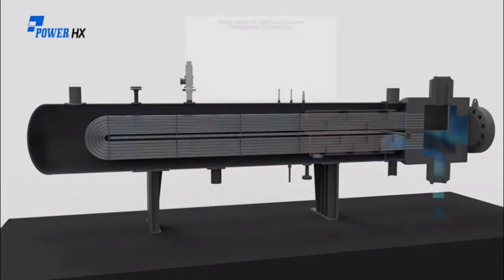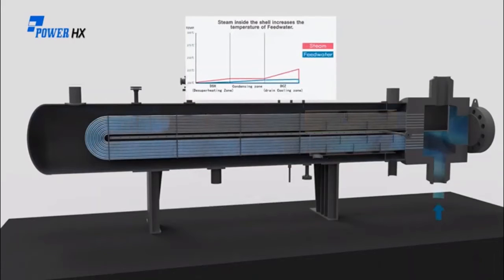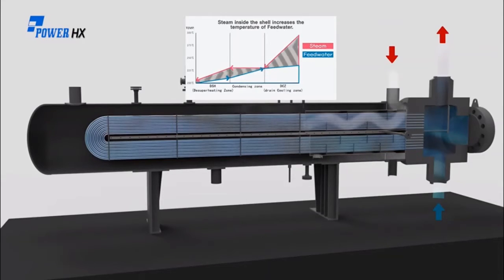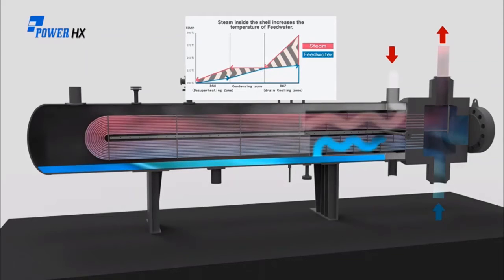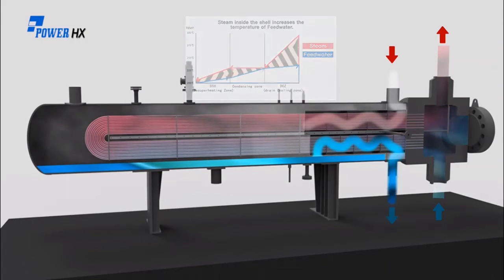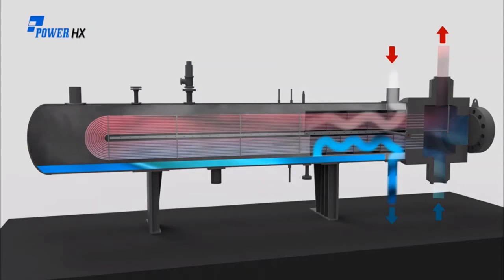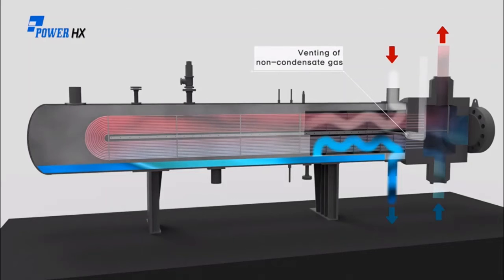First, feedwater flows into the tubes through the feedwater inlet nozzle. As steam flows in through the steam inlet nozzle, the steam inside the shell exchanges heat with the feedwater, so the temperature of the feedwater continually increases. Non-condensable gases, which decrease the performance of the feedwater heater, are released. Keep the vent nozzle open while operating the feedwater heater.